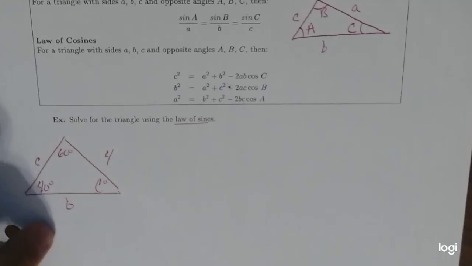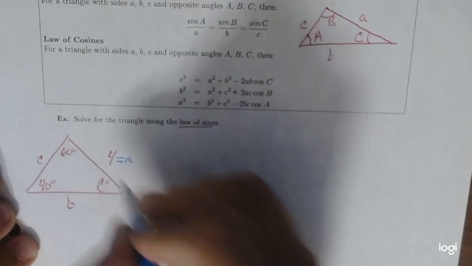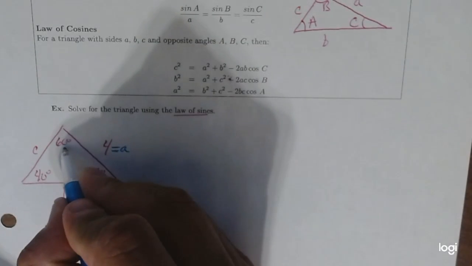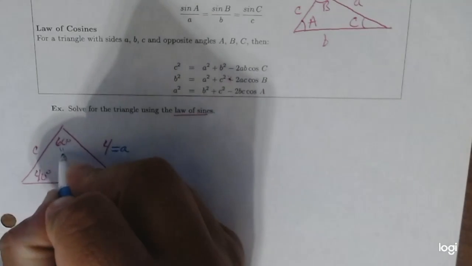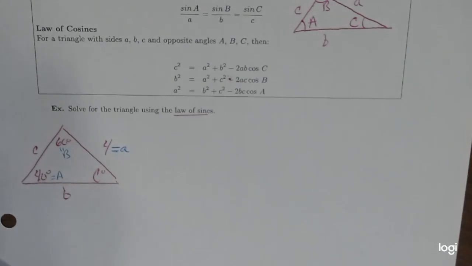Notice they give us C and B, so therefore this must equal A, when it comes to side A. This is C already, so is this angle B or A? Well, it's opposite of side B, so this must be capital B, and therefore this must be capital A, respectively.